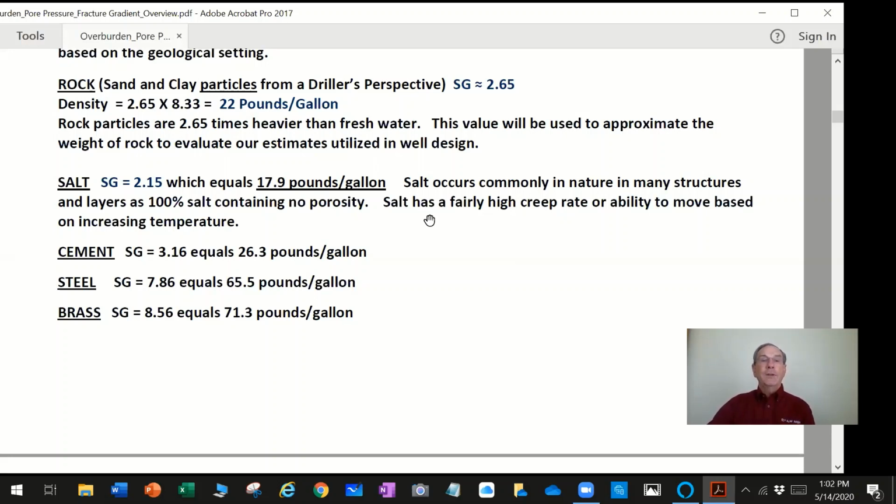Now, cement, I've just listed them there for your information, has a specific gravity of 3.16. Steel is about specific gravity of 7.86, and then brass has a specific gravity of 8.56.